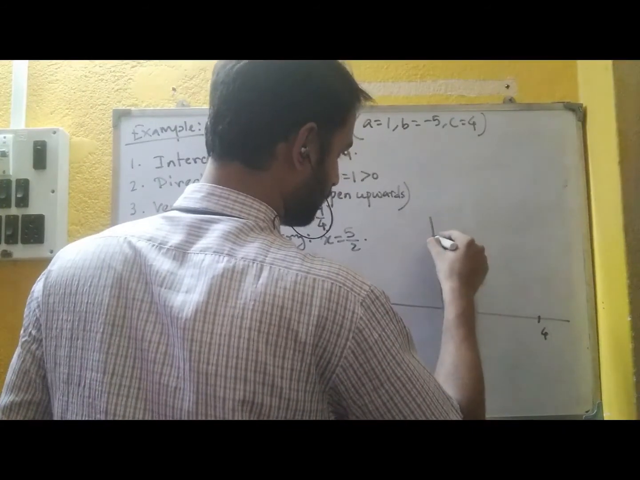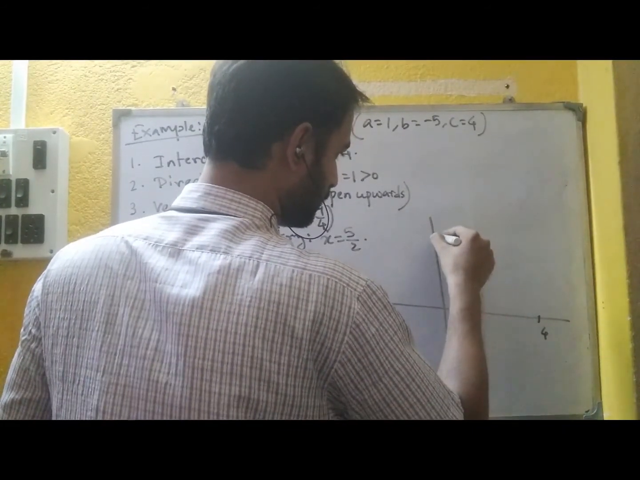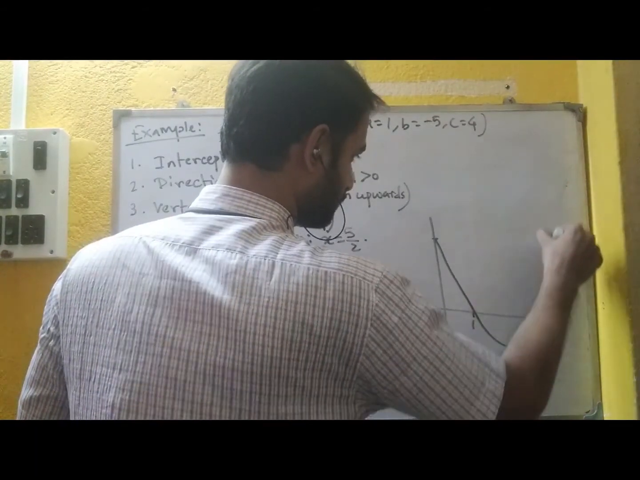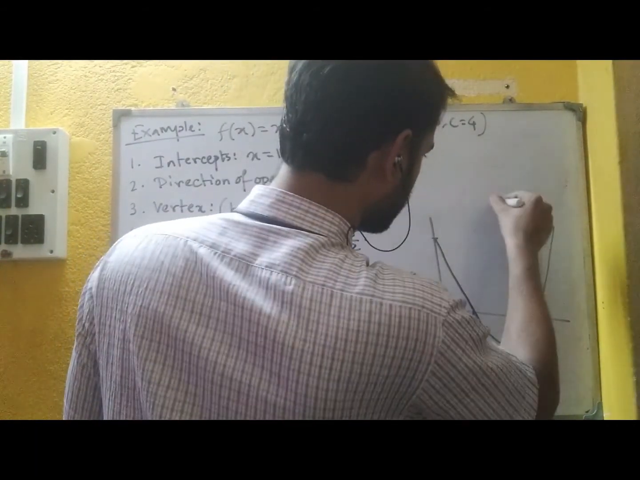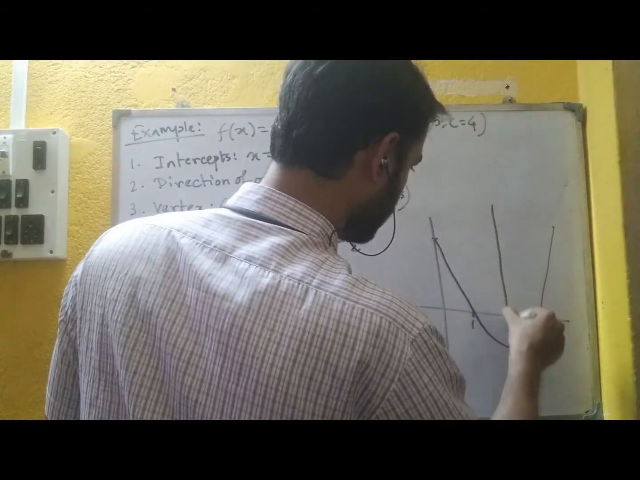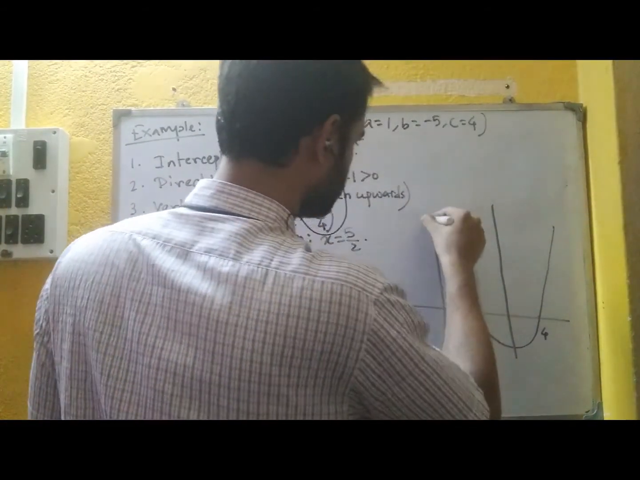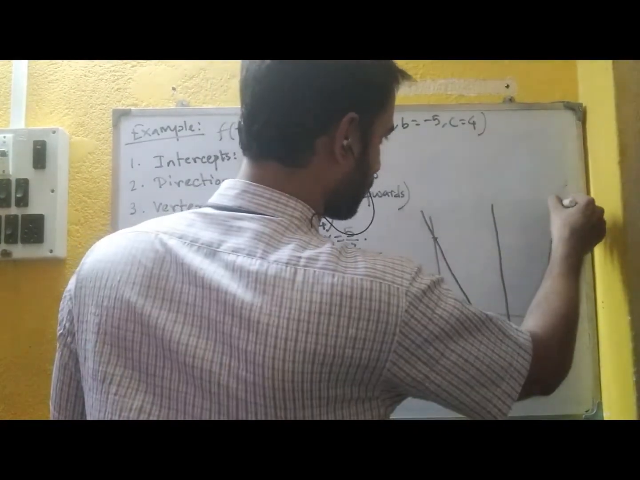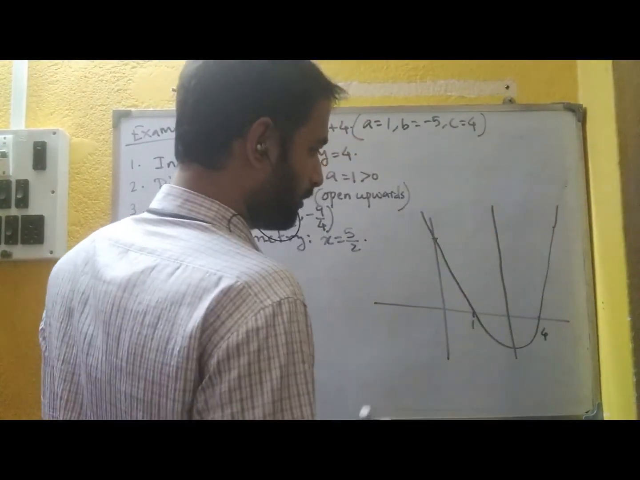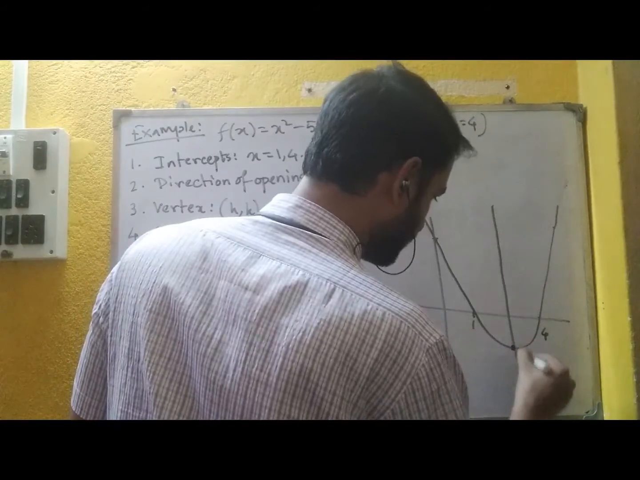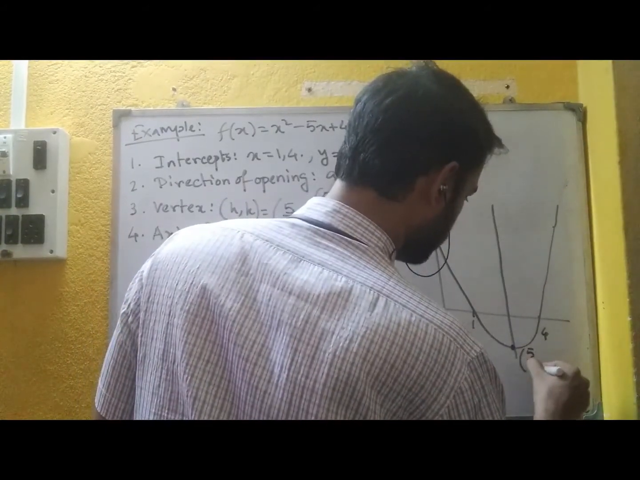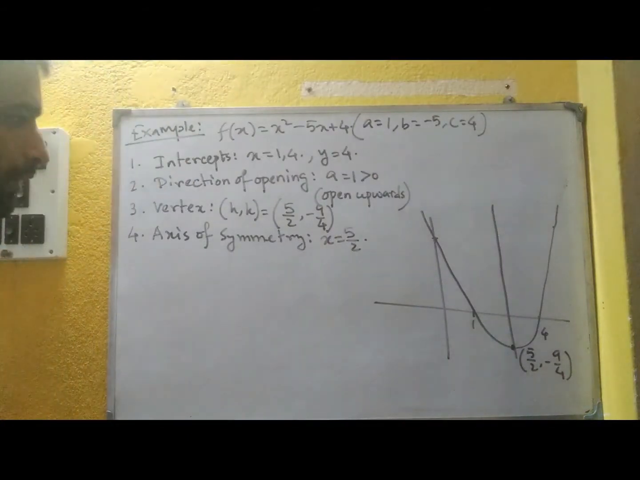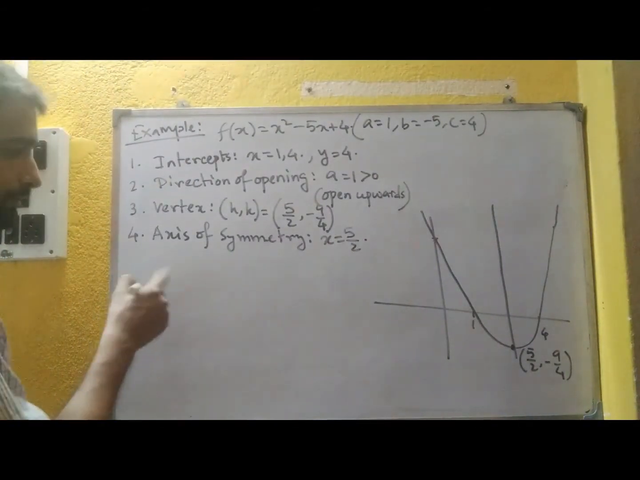So the y-intercept was 4. The graph was like this. It was symmetric about the line x equals 5 by 2. So the vertex is here. It was 5 by 2 comma minus 9 by 4. So the things now here.